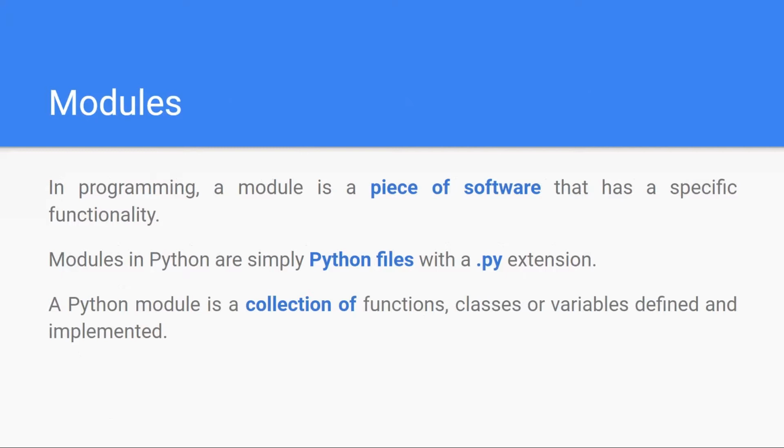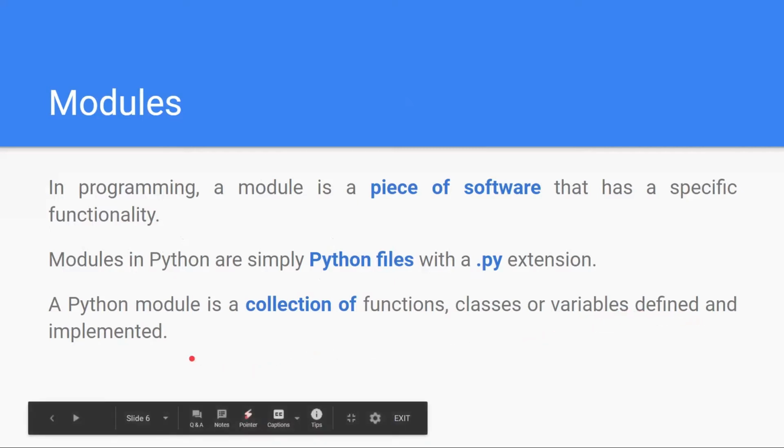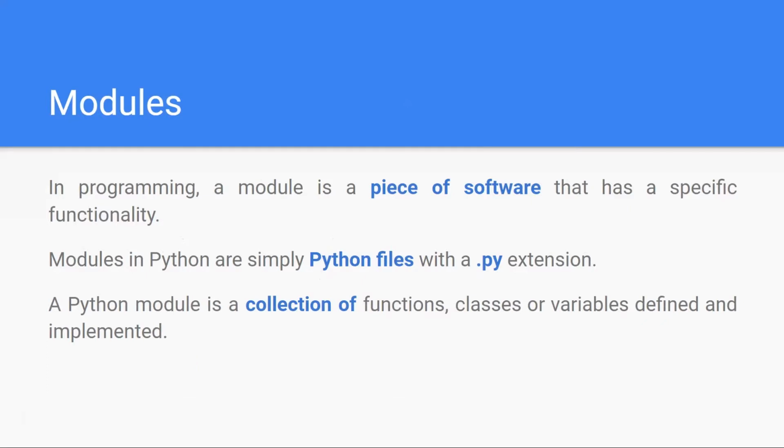What is a module in Python? Basically, modules in Python are simply Python files which have a .py extension. In these files, we can include functions, classes, variables, lists, dictionaries, etc., as long as they're defined and implemented. So you can consider the module to be the same as a code library or a file which contains all the functions that you want to include in your application, okay?